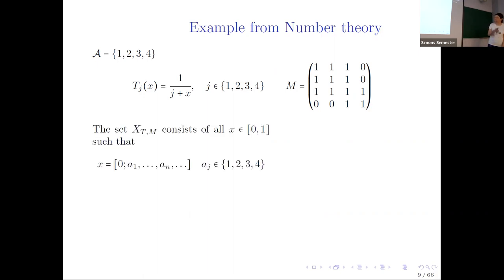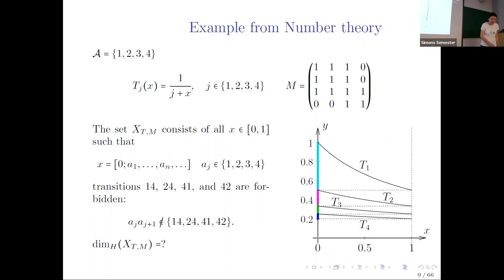And what does it tell us? It tells us that the limit set for this iterated function scheme and our Markov matrix is going to be the set of all numbers whose continued fraction expansion has digits 1, 2, 3, and 4, with the extra conditions that the combinations 1, 4, 2, 4, 4, 1, and 4, 2 are not allowed.